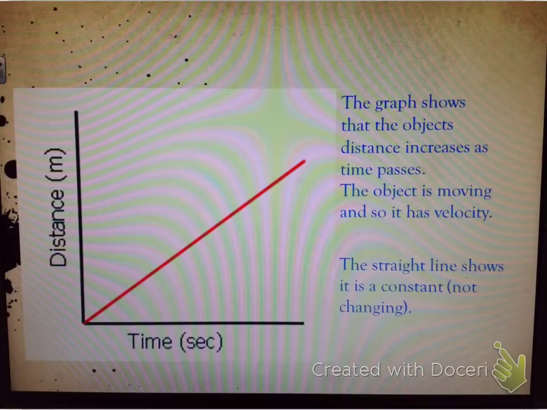Now in this graph we have distance and time as well, but notice the line looks a lot different. In this situation, as time goes on, the distance is steadily changing for this object. So this graph shows that the object's distance is increasing as time is passing by. So the object is moving and has velocity. That straight line means that it is a constant, okay? It's at a constant speed.